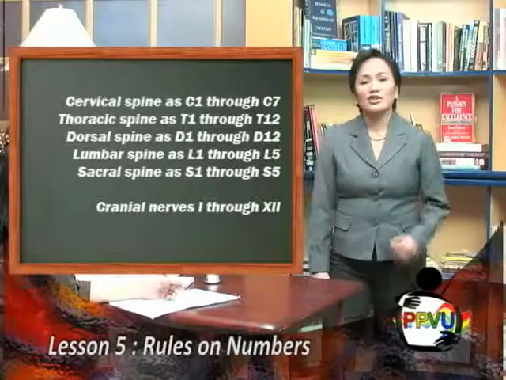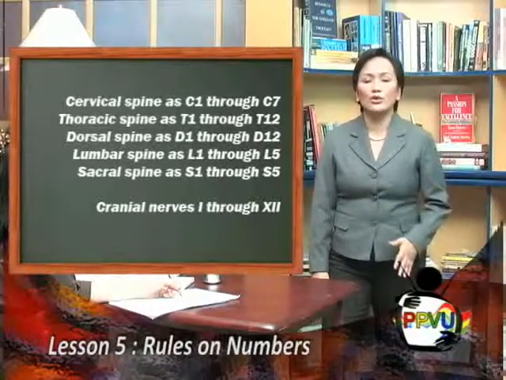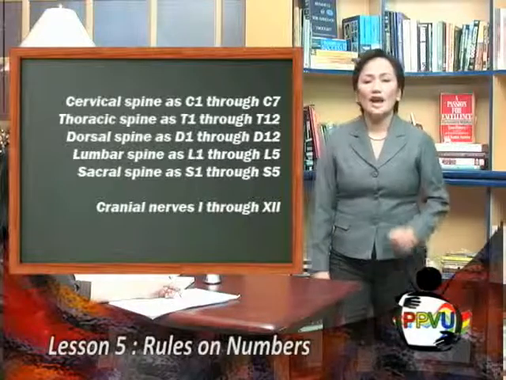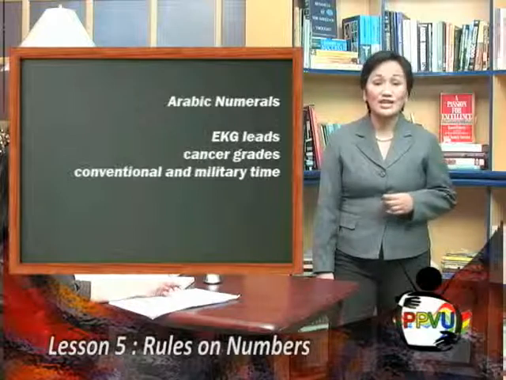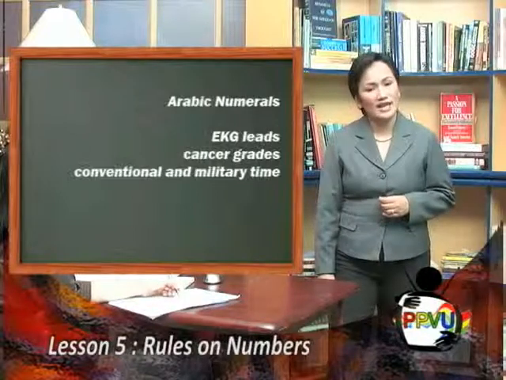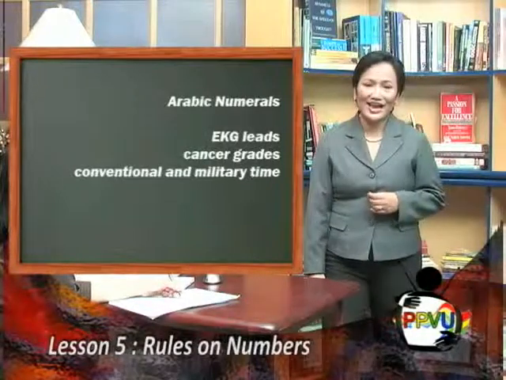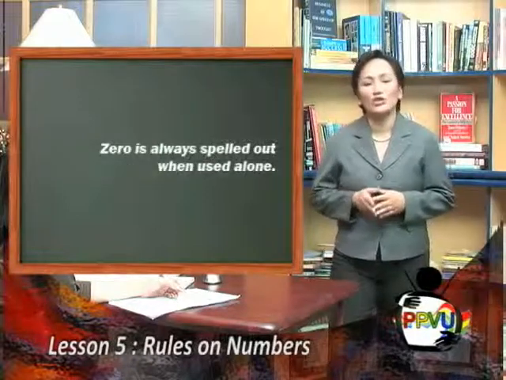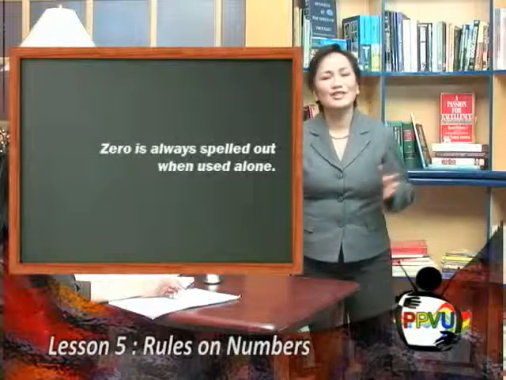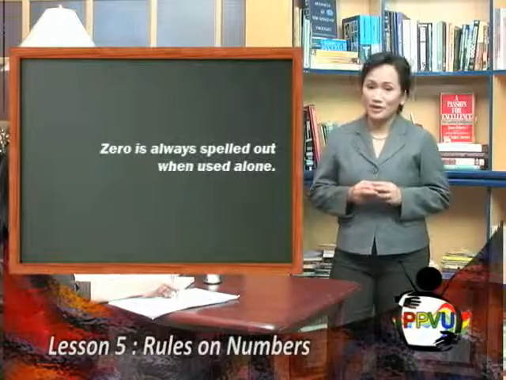But cranial nerves 1 through 12. Arabic numerals are also used when referring to EKG leads, cancer grades, and both conventional and military time. 0 is always spelled out when used alone. These are some of the rules on numbers that we need to remember.